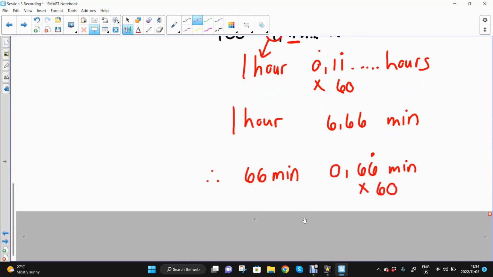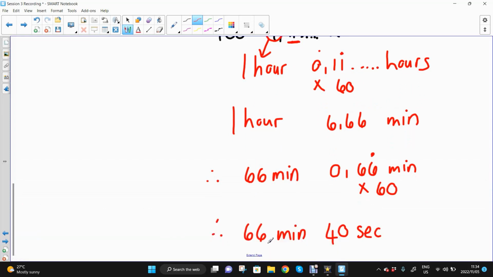You can also go further here. You can convert the 0,66 minutes to seconds as well. So we've got 1 hour and a full 6 minutes, and this is 0,66 minutes, which you can convert to seconds. So the 1 hour and 6 minutes is actually 60 plus 6, because 1 hour is 60 minutes with another 6. So together that's 66 minutes, and your 0,66 minutes converts to seconds. And then you've got your final answer in minutes and seconds.